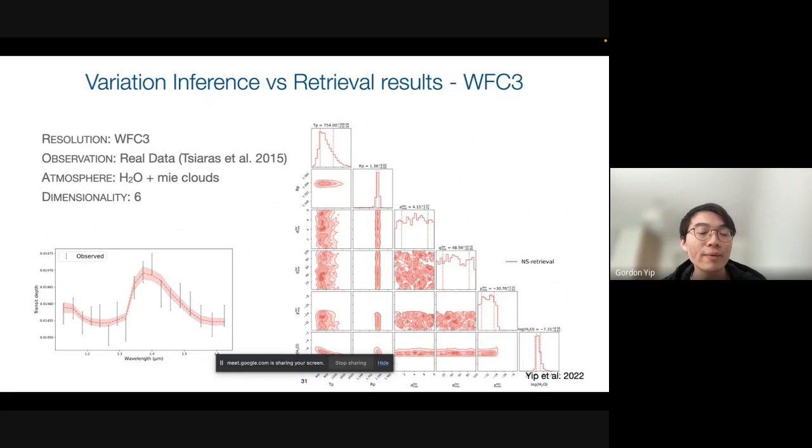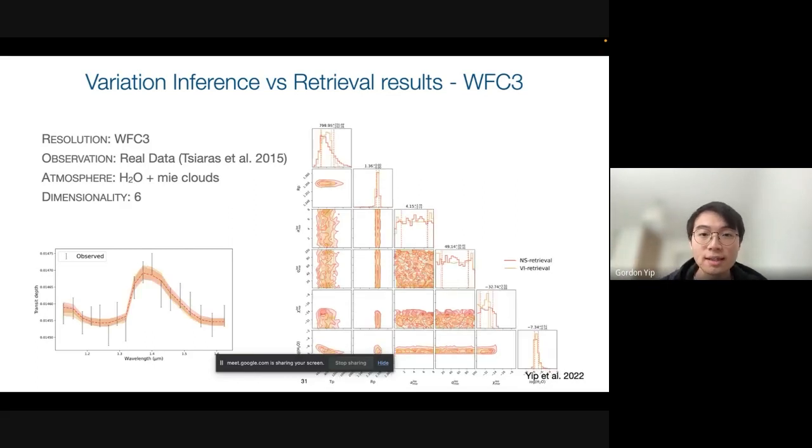So we simulate a spectrum in Hubble resolution, and we assume that there is some water and some clouds in the atmosphere, and then we want to retrieve 6 parameters from the atmosphere. This is from the sampling approach. All good, you have the correlations. And this is what we have when we apply our variational inference approach, which gives us a very nice agreement between the two. But we didn't stop at that.